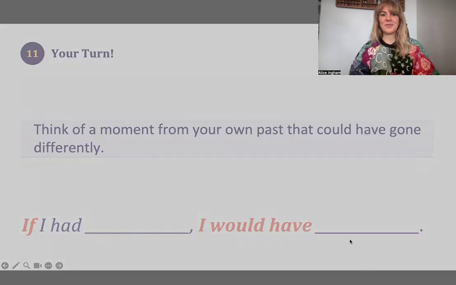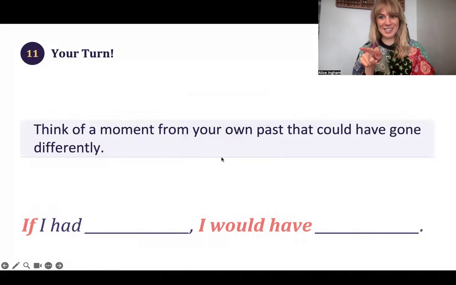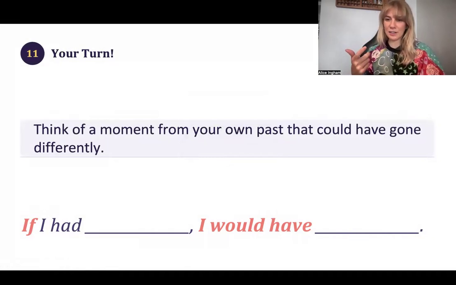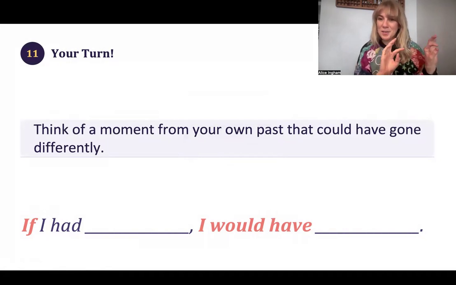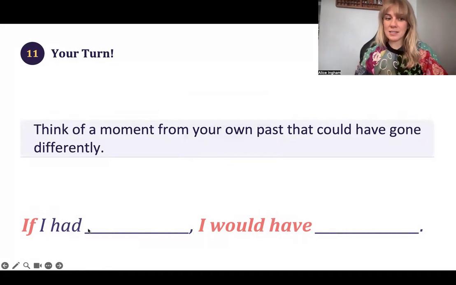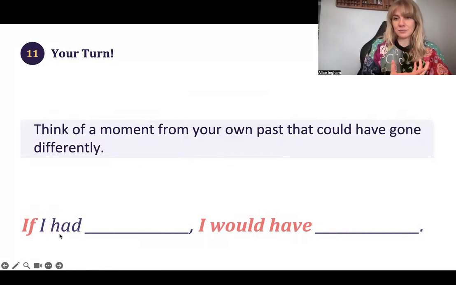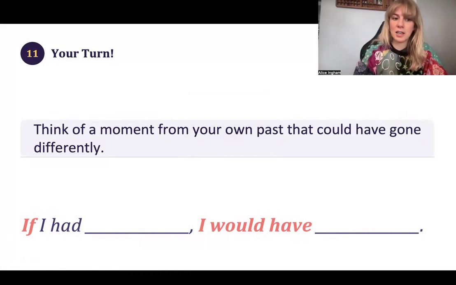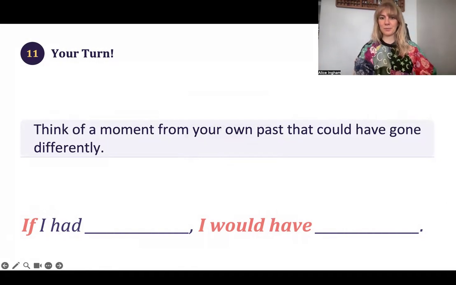Okay, let's move on then to your challenge. It's your turn now. I want you to think of a moment from your past that could have gone differently. And then I want you to write your sentence in the comments. So if I had blah blah blah, I would have blah blah blah. And remember, you can say if I hadn't or I wouldn't have, right? So you can change this to negative if you want.